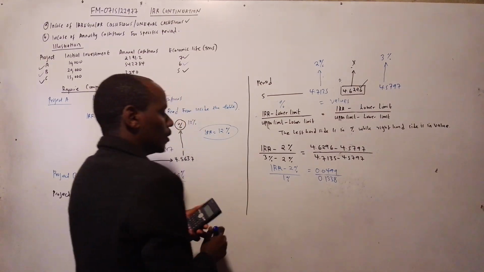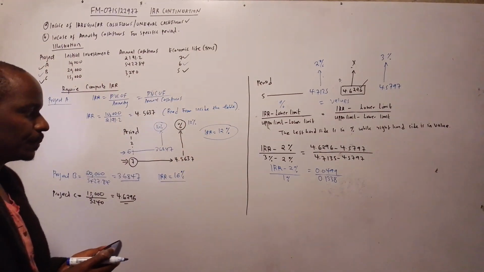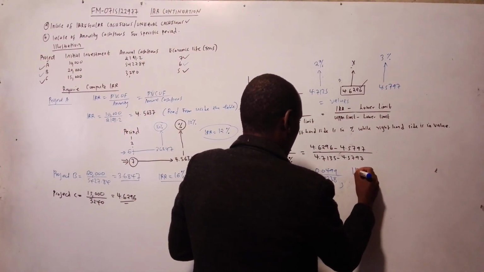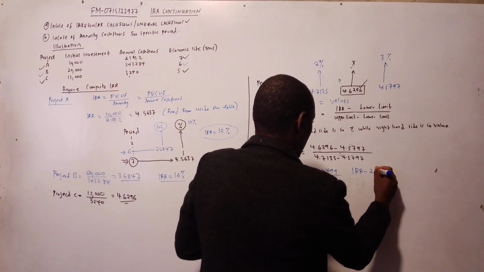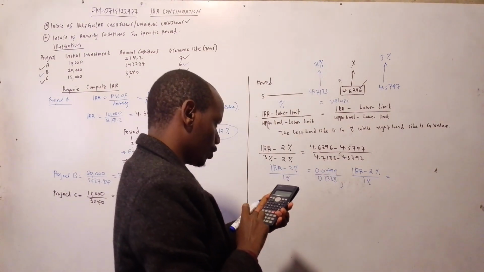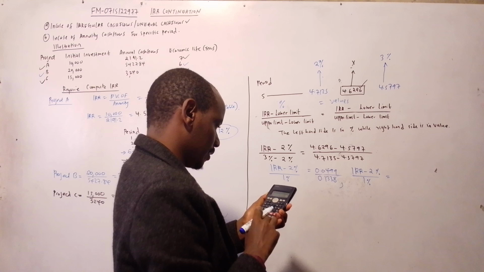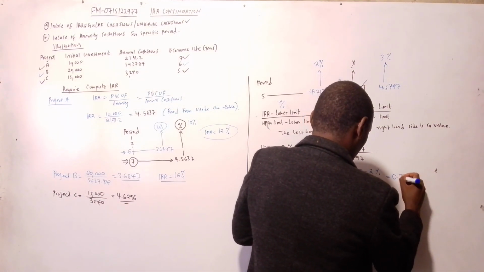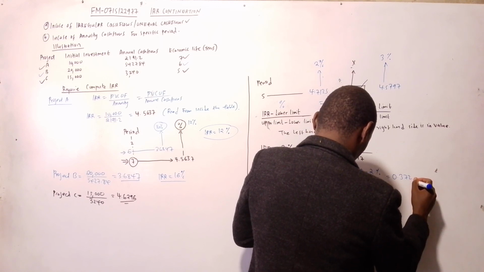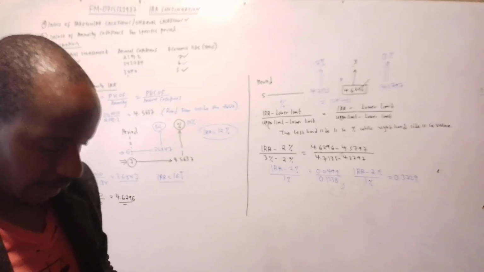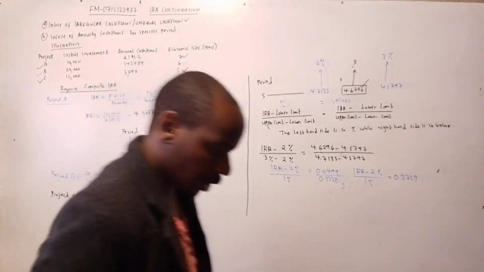So we can get the figure. So hii itakuwa kusema IRR minus 2% over 1% is equal to 0.0499 divided by the answer, which is 0.3729. I think now we can get IRR.